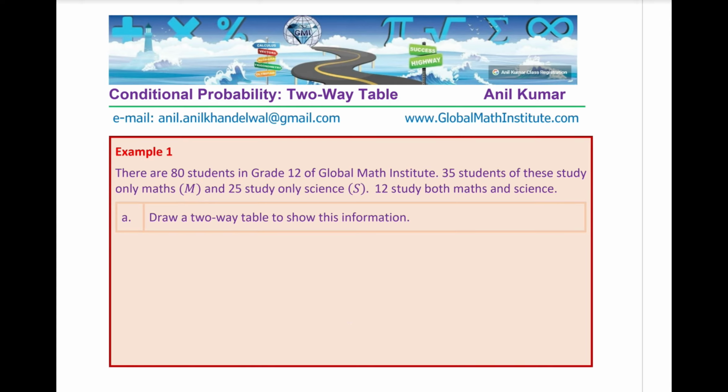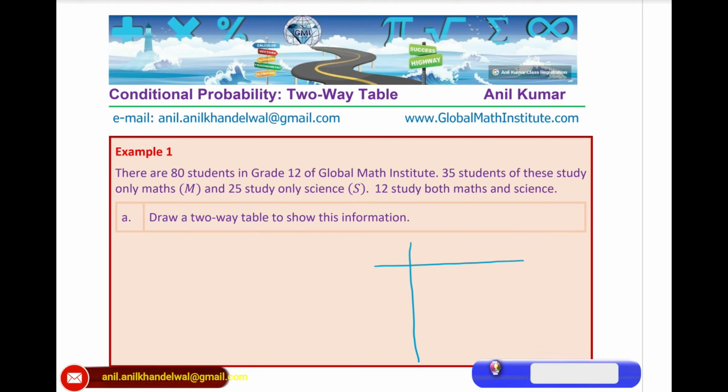There are 80 students in grade 12 of Global Math Institute. 35 students of these study only maths and 25 study only science. 12 study both maths and science. Draw a two-way table to show the information. So a two-way table involves rows and columns. You see that? So I'm just making this two-way table.